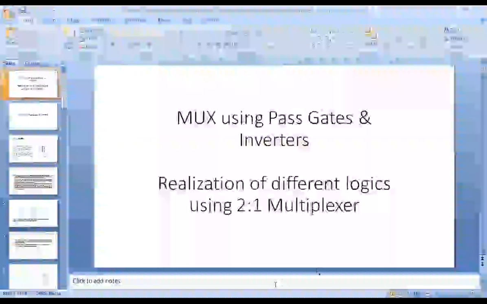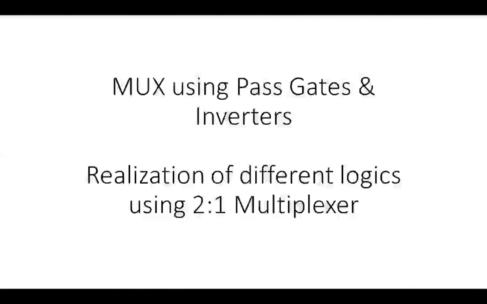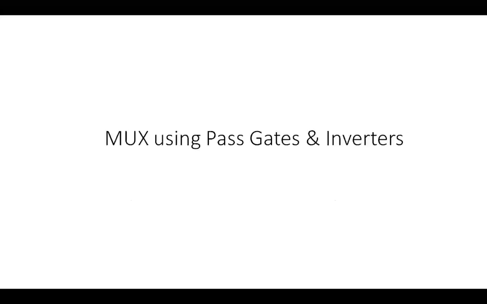So this is going to be your last topic, okay, in the second module, which is MUX using pass gates and inverters. Okay, and we will be discussing the realization of different logics using 2:1 multiplexer. Okay, so different logics can be implemented using your MUX, as I told you in the previous classes, right? Any logic with your multiplexer. So you have the set of inputs and an output. So the first thing that we will look at is MUX using pass gates and inverters.